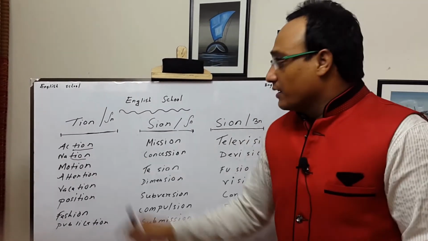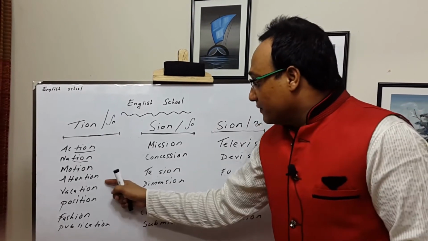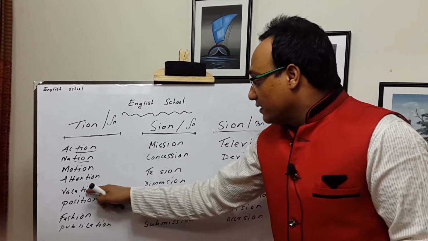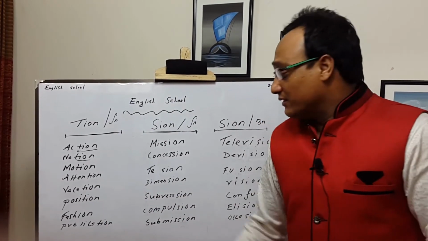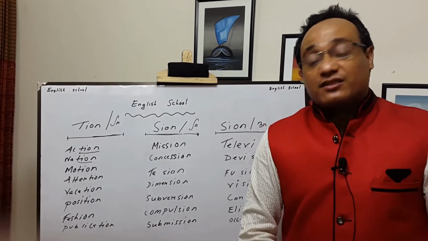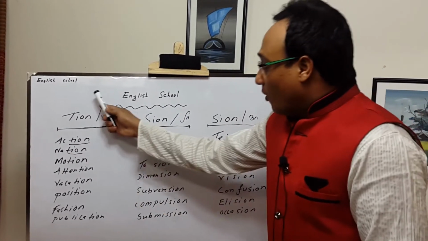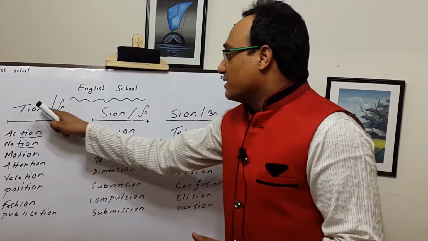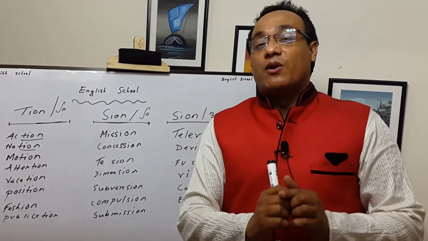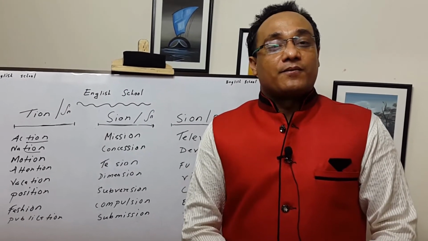Action, nation, motion, attention, vacation, position, passion, publication. So, dears, all those vocabularies we have got here are T-I-O-N. And T-I-O-N, always we have to pronounce SION.